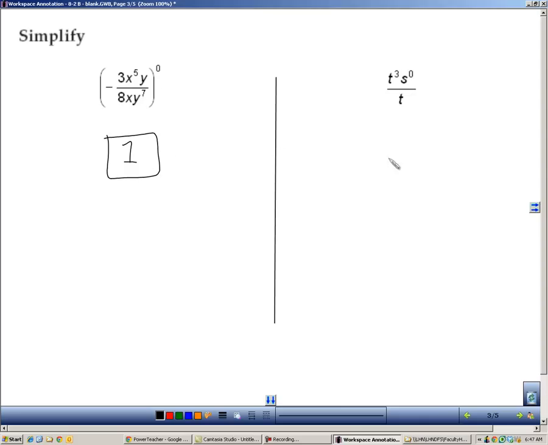So move on. Now contrast that to this problem where the 0 exponent only applies to the s. Over here it applies to the entire expression, but on the right it applies only to the s. So we end up with t to the 3rd over t times the number 1. So really this is just t to the 3rd over t. And when we divide bases that are the same, we subtract the exponents. So t to the 3 minus 1 is t squared.